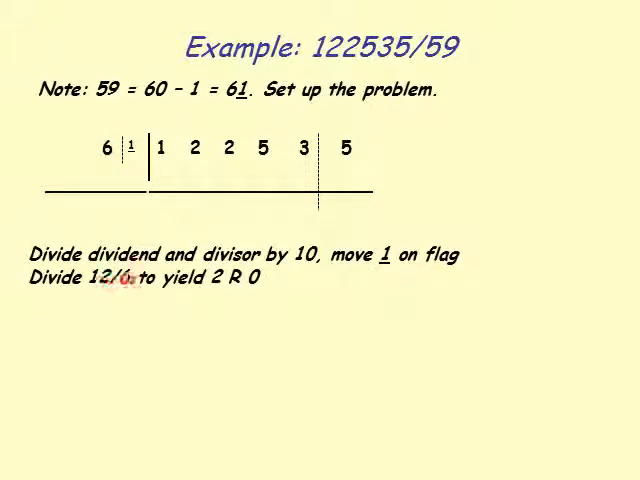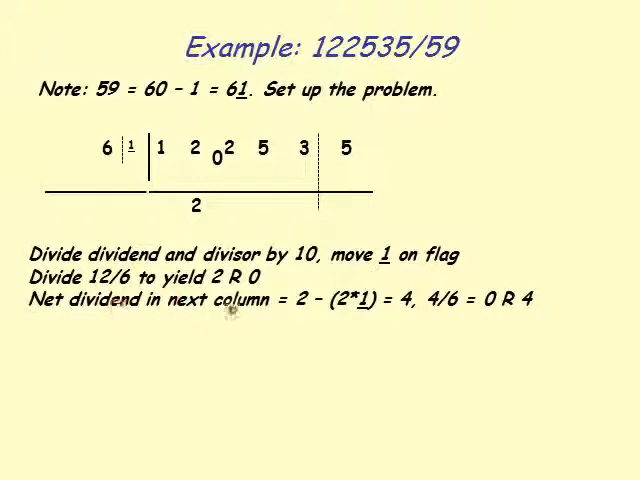12 divided by 6. Now we have 12 here in the dividend. I get 2 remainder 0. Let's continue here. In the next column the net dividend is this 2 minus 2 times negative 1. That's a 4. 4 divided by 6 is 0, remainder 4. So we got 0, remainder 4.